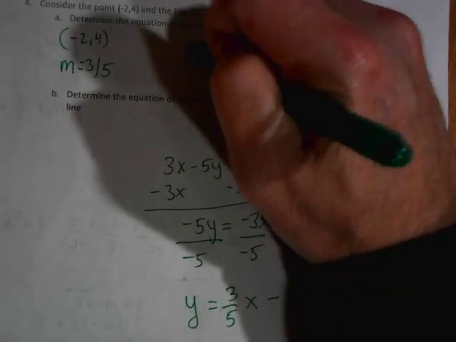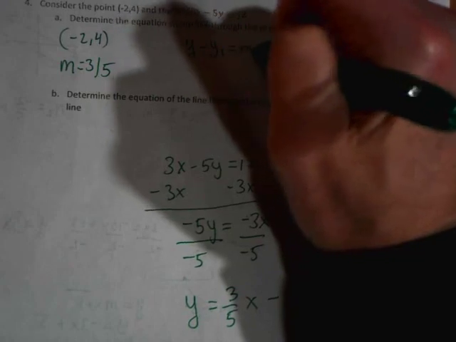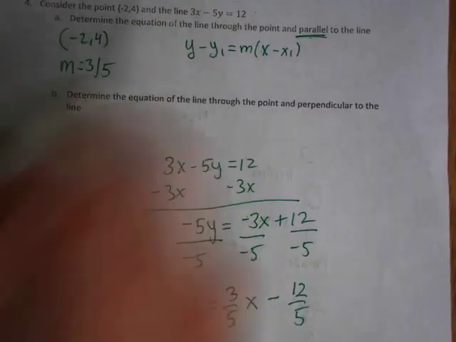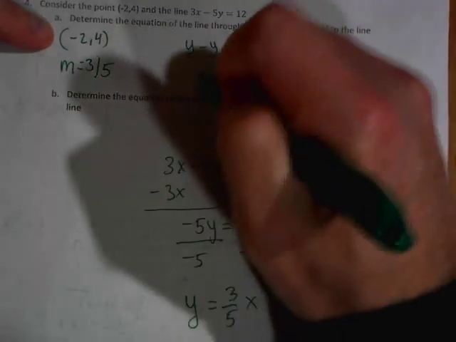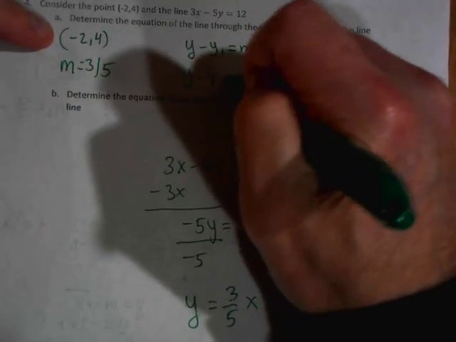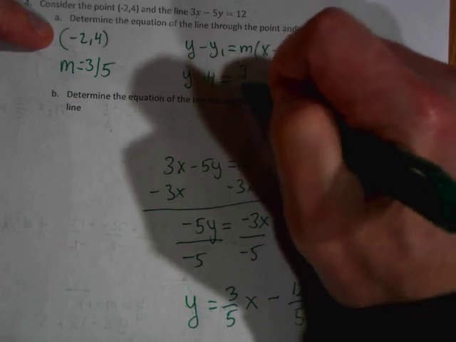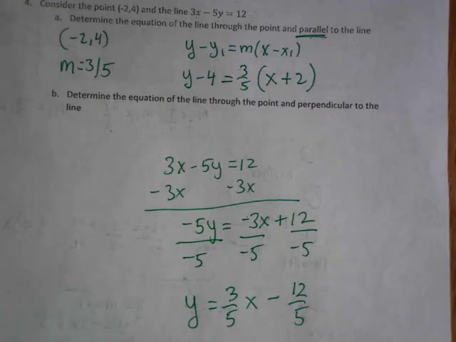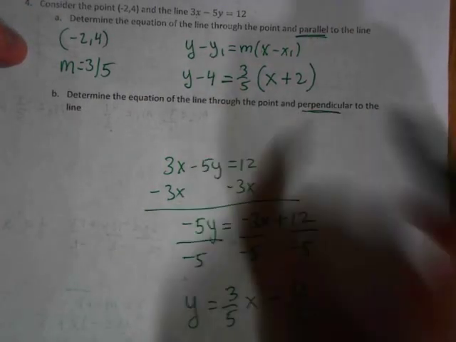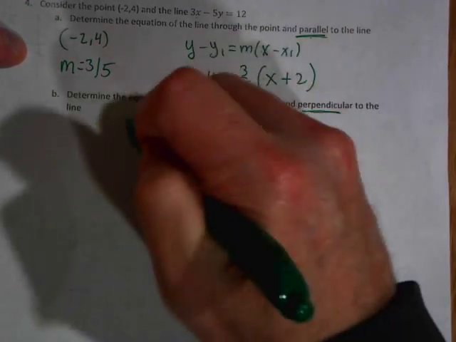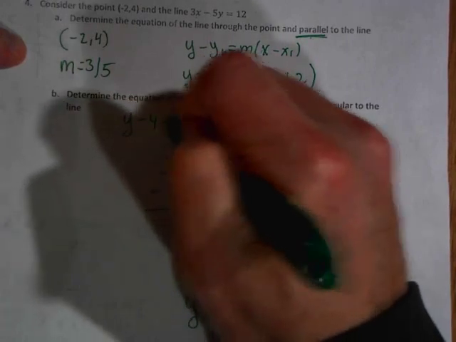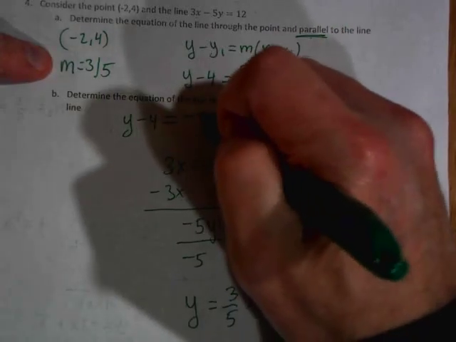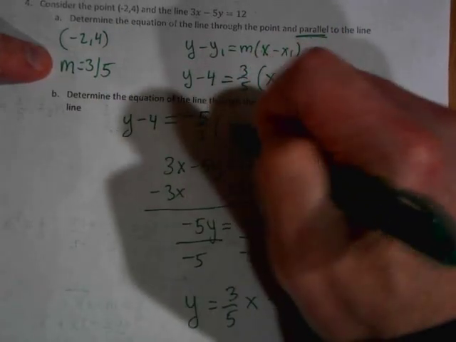Again, my preference would be to use this formula, y minus y1 equals m times x minus x1, because they did not give me the y-intercept. y minus 4 equals 3/5 times x minus -2. I'm going to write that as x plus 2. Not a lot changes for the perpendicular line. It's going to be y minus 4 equals, the only thing that changes is the slope. I've got to flip it and make it negative, so that's going to be -5/3 times x plus 2.